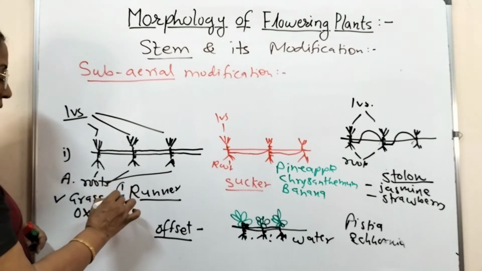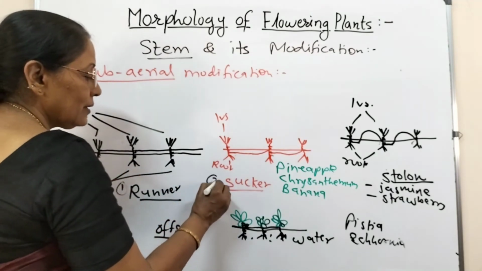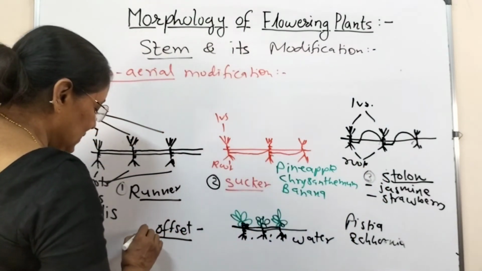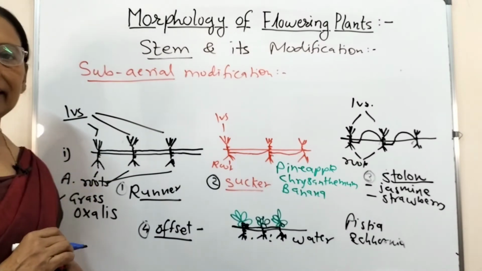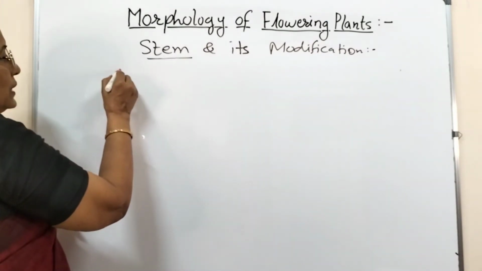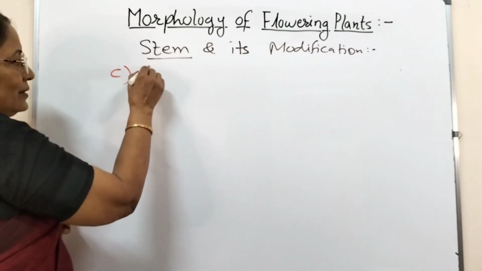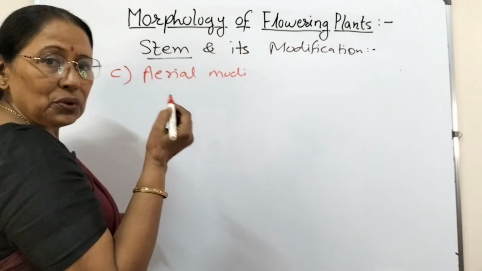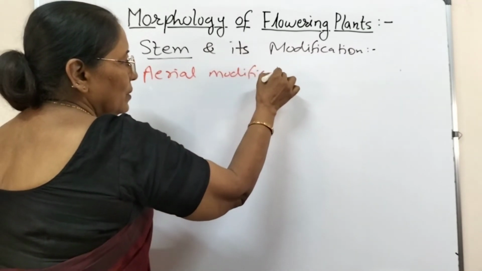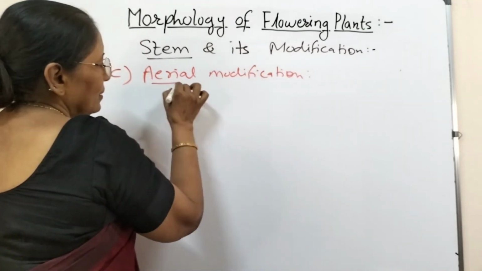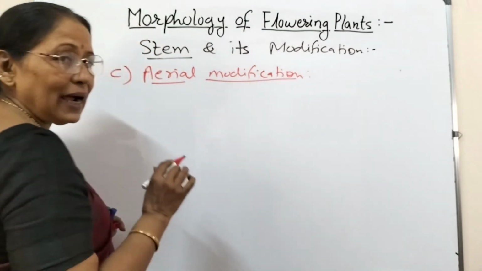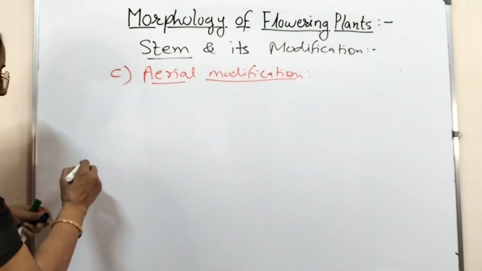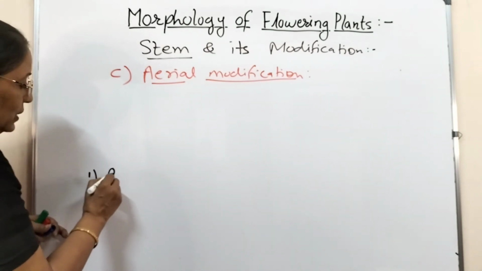So first runner, then sucker, third Stolon, and the fourth, that is the offset. These are the subaerial modifications. Now the last of the modifications, that is aerial modification, means modification in those stems which have got some height. You can observe them, some heighted plants. So aerial modification, the first example which we will see is phylloclade.